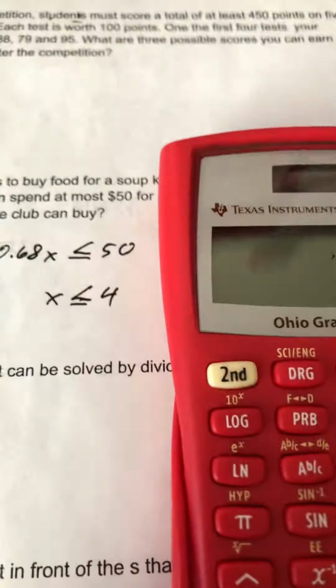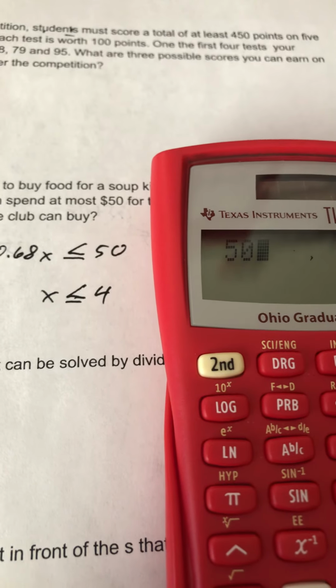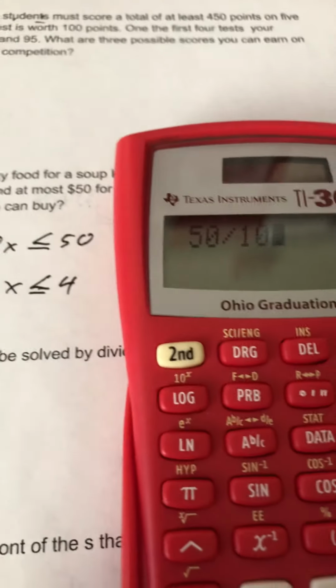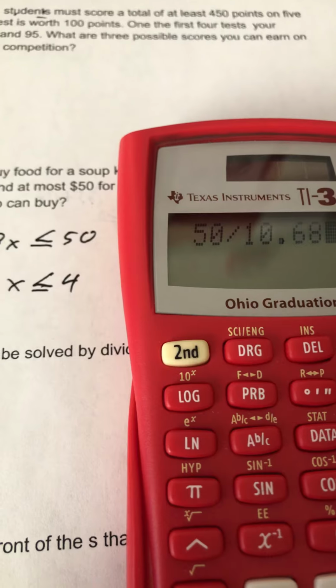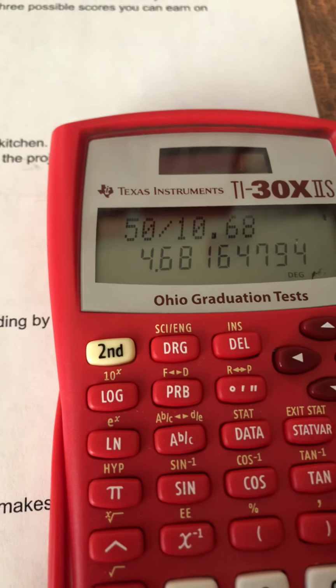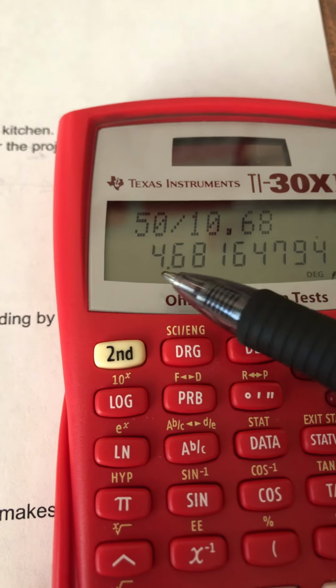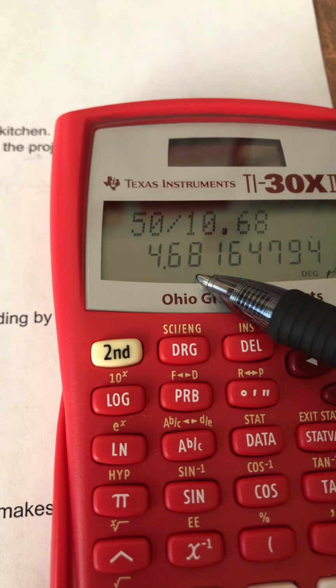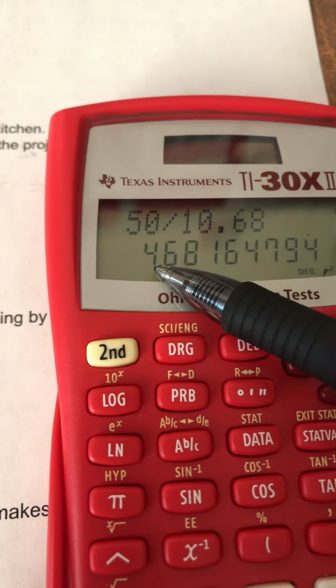Now, when you try to get x by itself, you're going to take 50 divided by the 10.68, right? And notice that you get a partial case. You get 4.68 cases. Well, there's a problem. I can't get a fraction of a case. So, you know, if you're rounding, go up to 5, right?